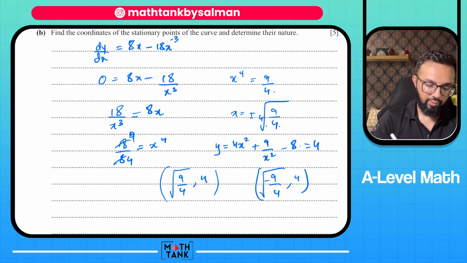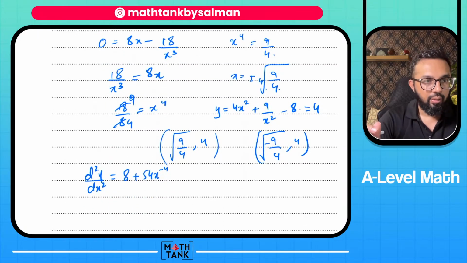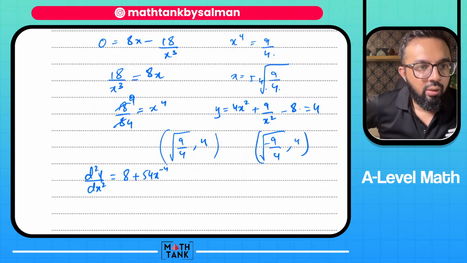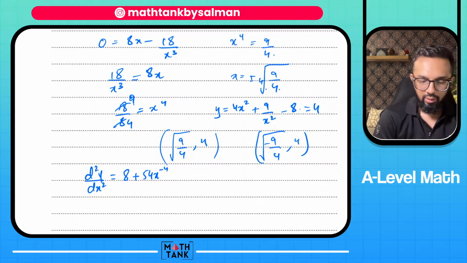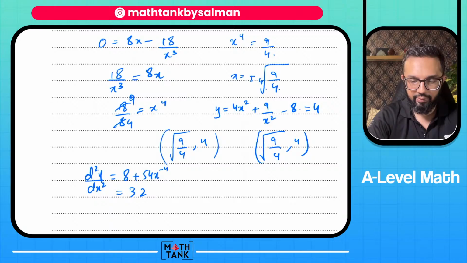For the double differential, you will have to double differentiate and say that this is 18 plus 54x to the power minus 4. Okay, I can do that. 32. Okay, so that's the positive one. Sorry, this was minus outside.